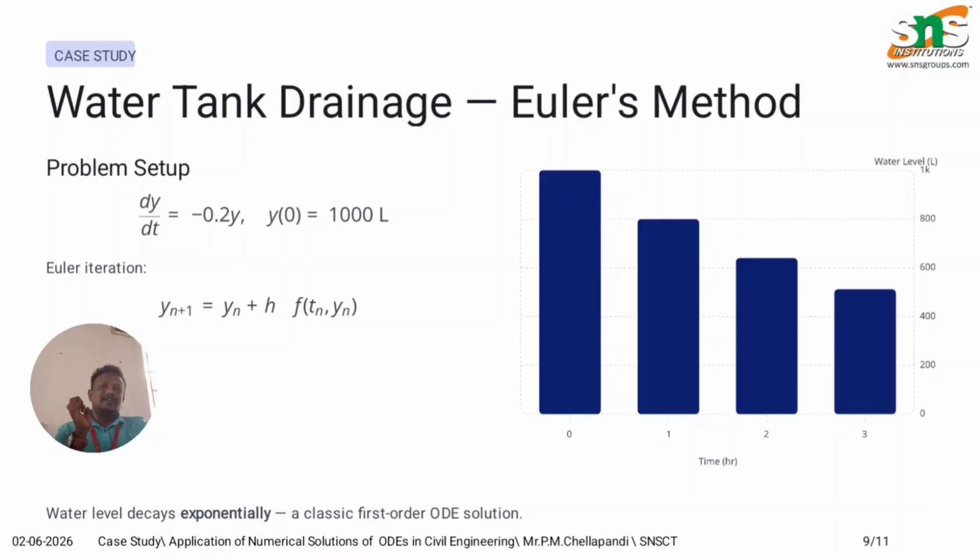In Euler's method, we use the current water level, and we calculate its rate of change. Then we estimate the next water level. By repeating this process, we obtain approximate water levels for future time intervals. This helps engineers monitor water systems and avoid shortages.